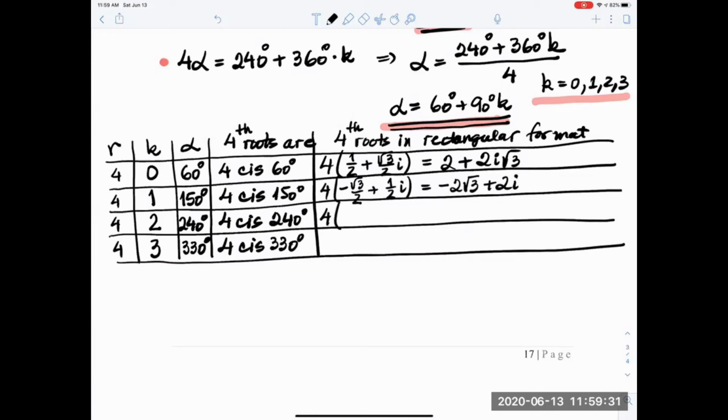Third one, 4 parentheses, cosine of 240, negative 1/2, sine of 240, that would be negative square root of 3 over 2 i. Simplify, you get negative 2 minus 2i root 3.